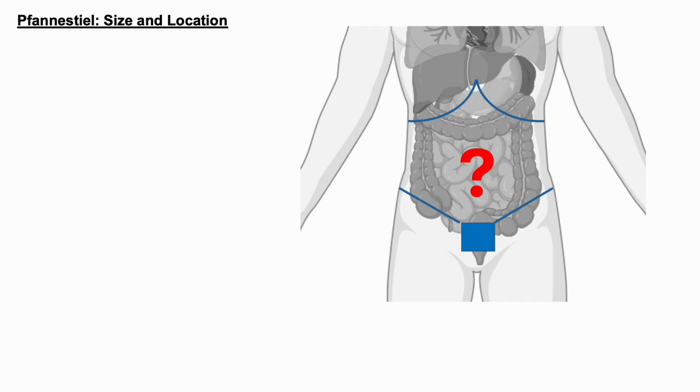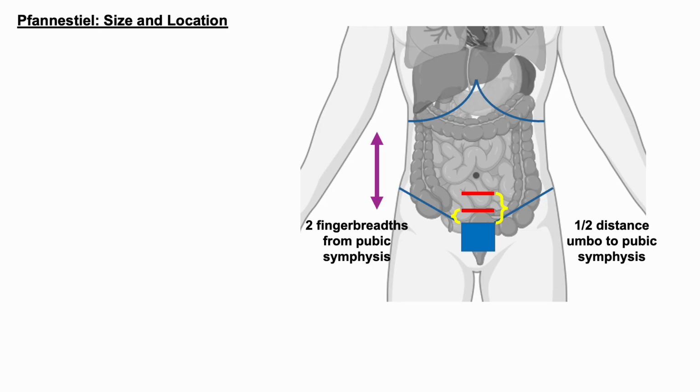Let's dive deeper now into considerations regarding the size and positioning of the Pfannenstiel incision on the patient. The first consideration is the north and south plane. Options are a classic approach, which is typically 2 to 3 finger breadths above the superior border of the pubic symphysis, or a second option is what I typically use in my own practice, which is approximately 1/2 the distance between the umbilicus to the pubic symphysis.